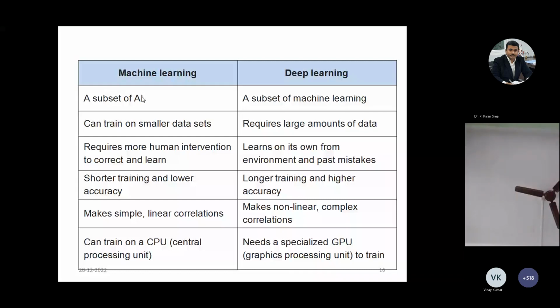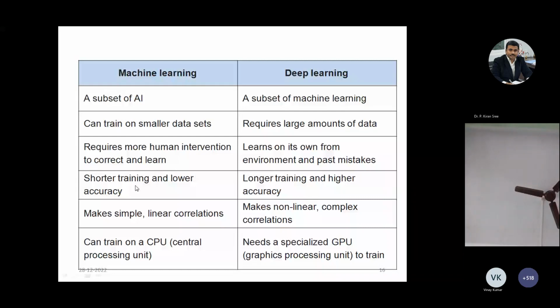That's the difference. Machine learning can train on smaller data sets, whereas deep learning requires a large amount of data. Human intervention is required to correct and learn. This is a very important line, which is the only difference as far as machine learning and deep learning are concerned. The slight difference between machine learning and deep learning is this line. Machine learning requires more human intervention, whereas there is no human intervention at all in deep learning. It learns on its own from the environment and past mistakes.